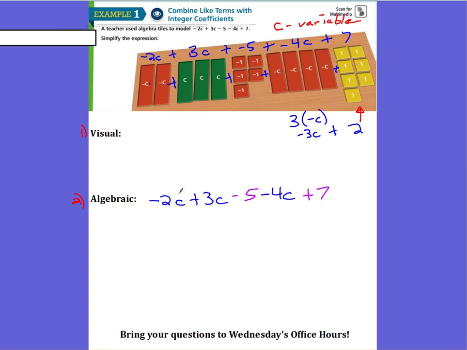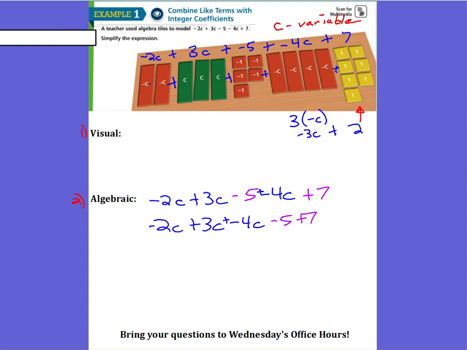Anything that has a variable term in it has to have the same variable as well, because if I had a different variable, it could be a very different length, so we couldn't combine them. So let's group up all the terms that are alike. So -2C plus 3C minus 4C. I just rearranged it, bringing the negative signs with it. If it helps, I can think of this as plus -4C, which makes it rearrangeable. And then I've got my constant terms, so my -5 plus my 7.